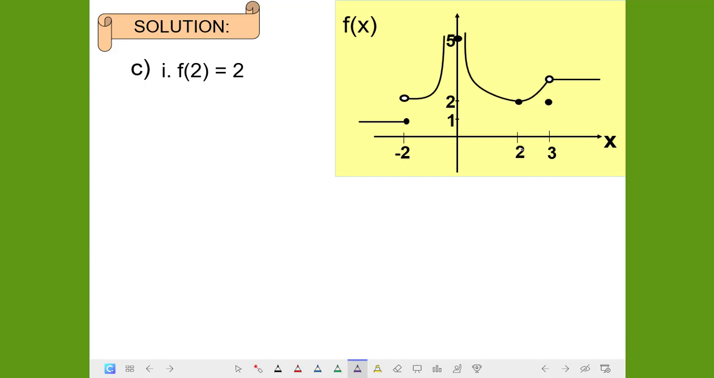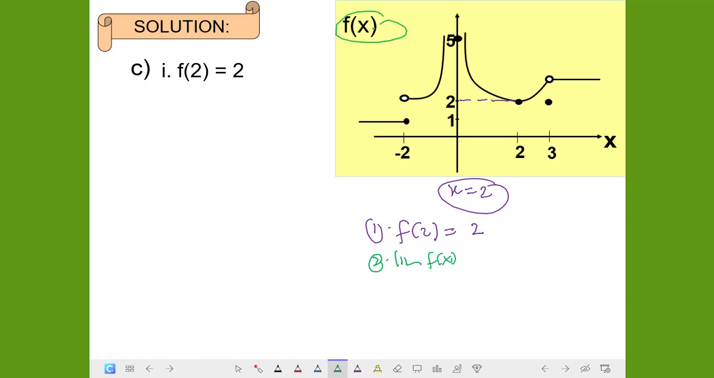At x is equal to 2. First, substitute, which means f of 2 is equal to 2. Second, find the limit of f(x). We don't know what f(x) is, just name it f(x). As x approaches 2 from the left, consider this one.